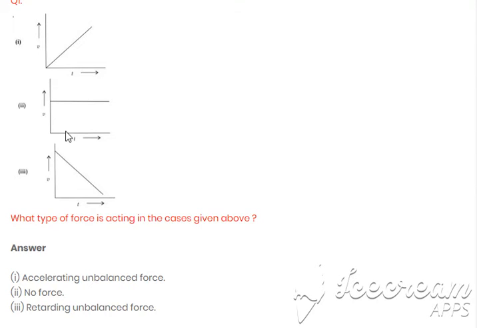Now if you see the second case, time is increasing but the speed is the same. It's a straight line. The speed is not increasing. So what does it mean? There is no force at all. The third is, speed is decreasing with respect to time. As the time is progressing, increasing, the speed is decreasing. So the force here is unbalanced force because the speed is changing, and as the speed is decreasing, it would be a retarding unbalanced force, and in the first case it was accelerating unbalanced force.